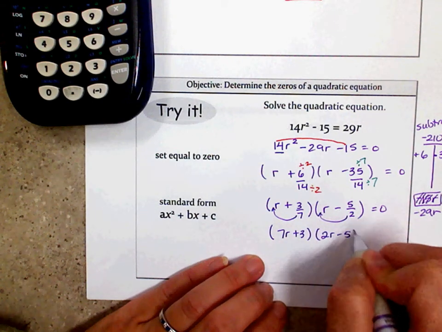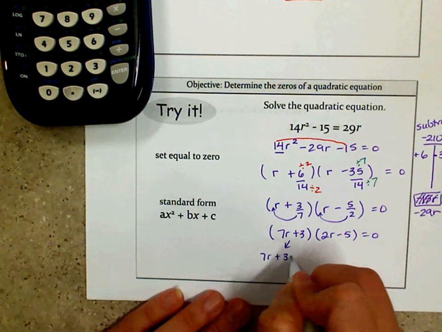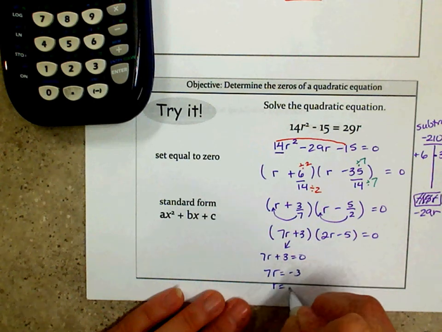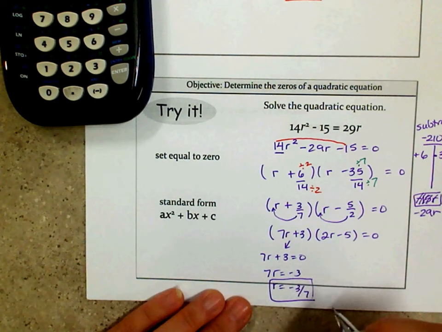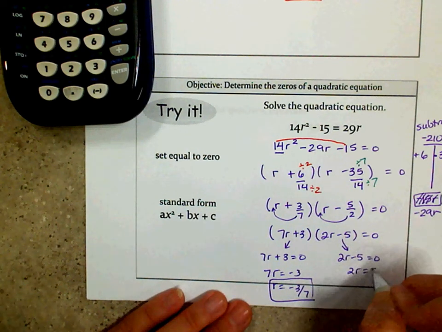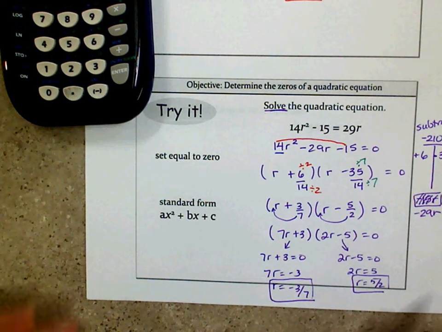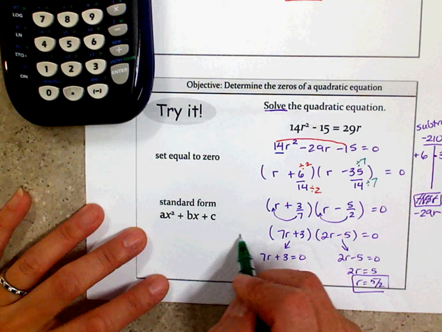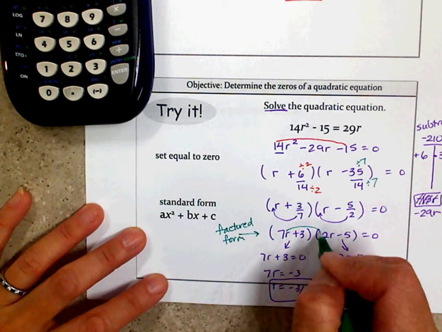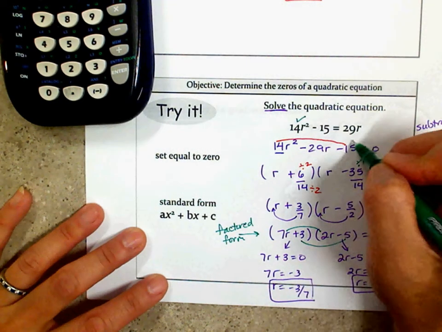Now let's go ahead and set this equal to 0. 7r plus 3 equals 0, r is equal to negative 3 over 7. Same thing over here. 2r minus 5 equals 0. 2r equals 5. r equals 5 divided by 2. There are your zeros. All right, let's go ahead and check your factoring. This is the factor form. 7r times 2r is 14r squared. Perfect. 3 times negative 5 is negative 15. Perfect. So you have done it correctly.